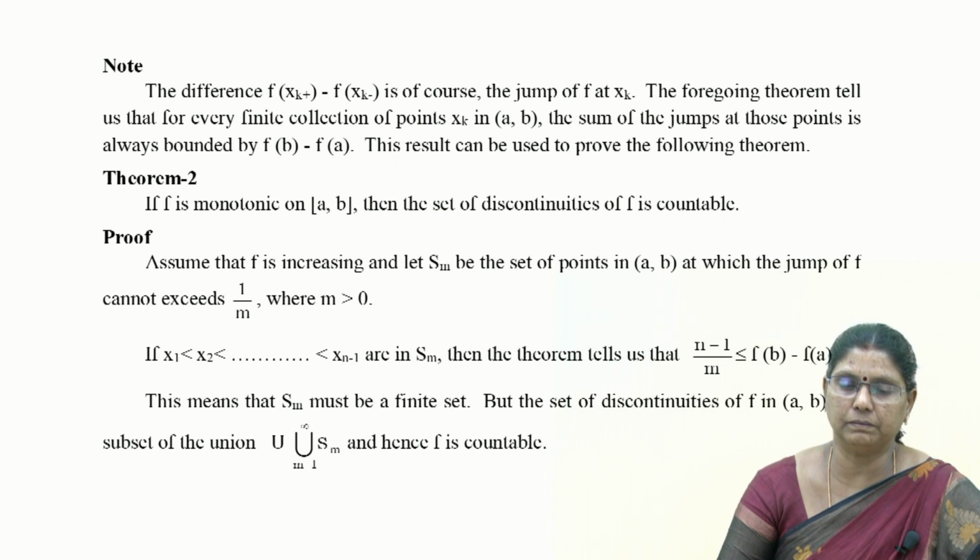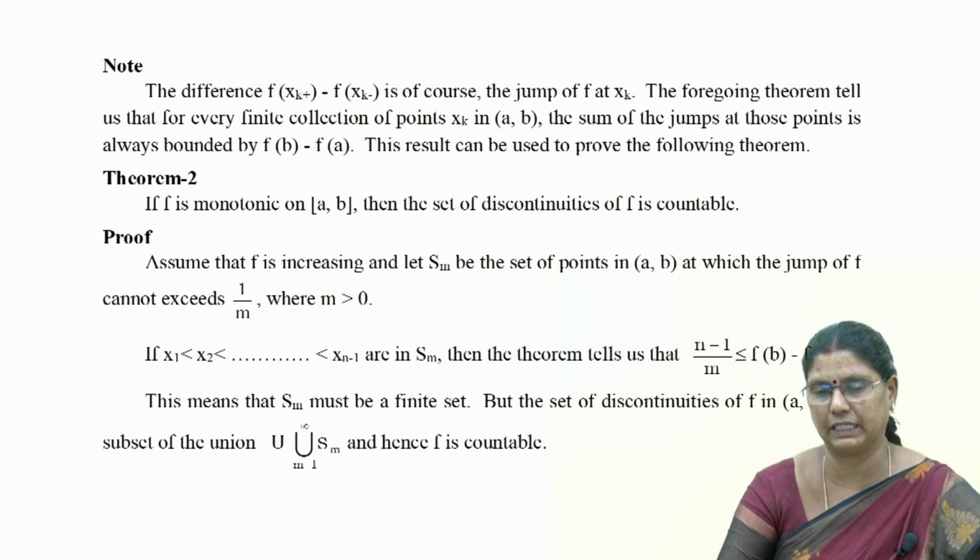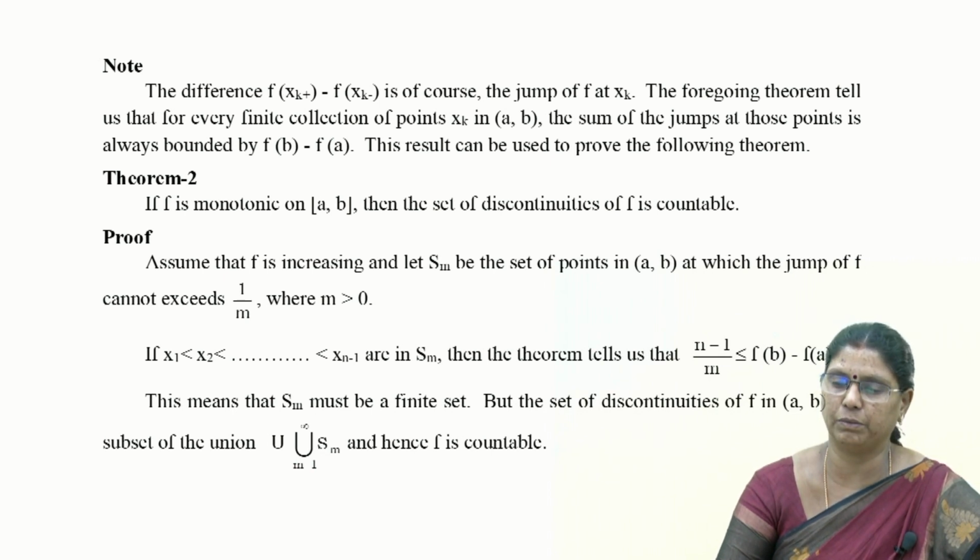Here the difference between the right hand limit and the left hand limit is the jump of f at xk, that is, f(xk+) minus f(xk-) denotes the jump of the function f at the point xk. The foregoing theorem tells us that for every finite collection of points xk in the open interval (a, b), the sum of the jumps at those points is always bounded by f(b) minus f(a).